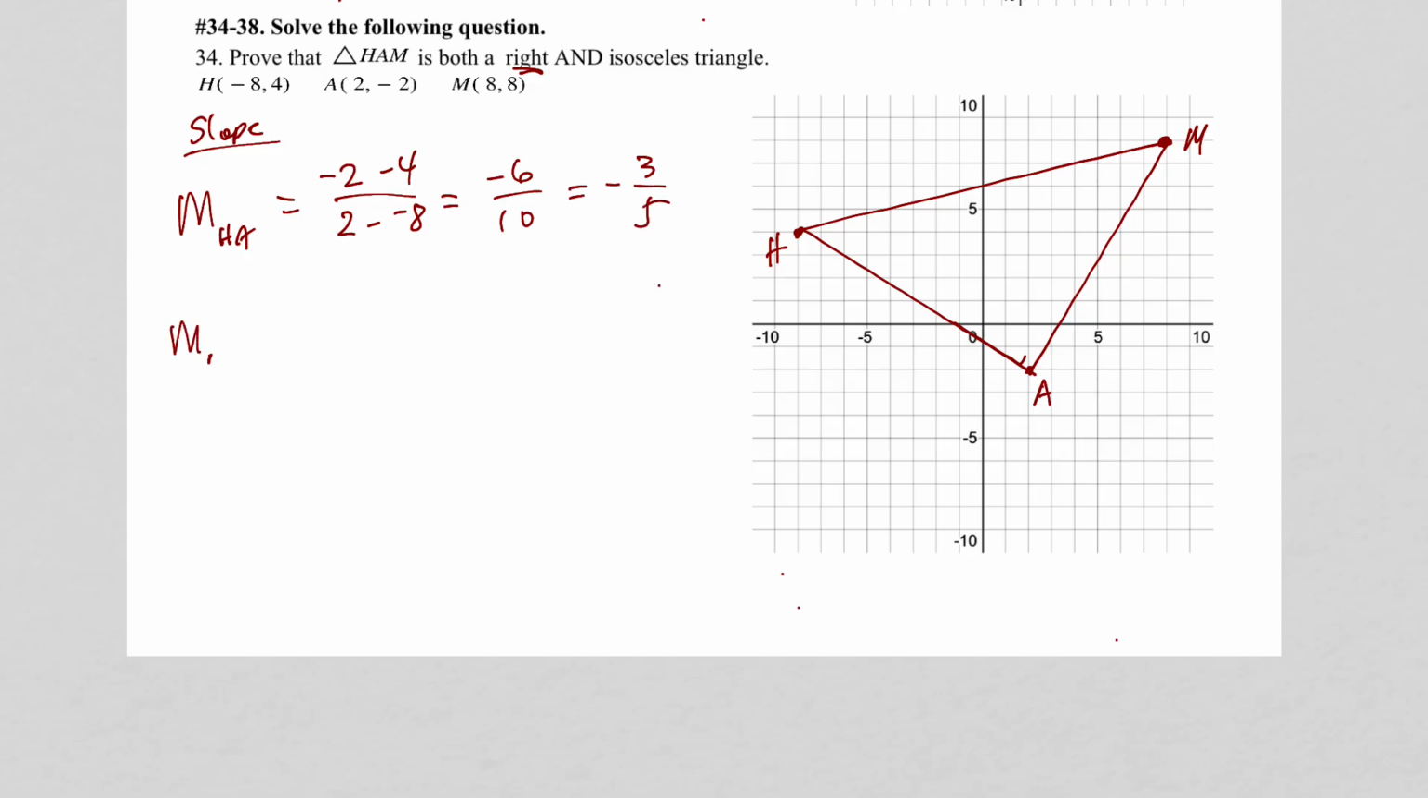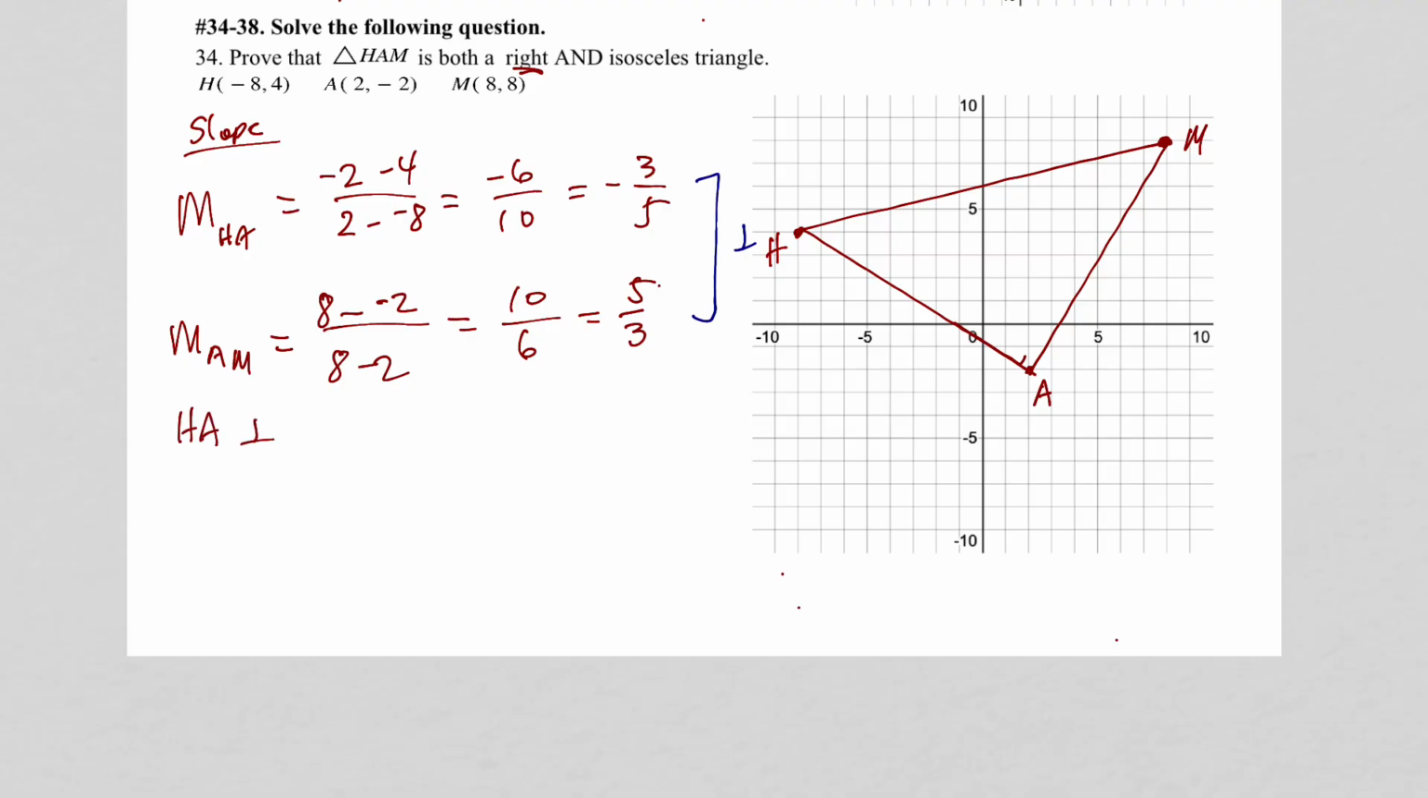The slope of this line, AM, is y2, which is 8 minus a negative 2, over 8 minus 2. 8 plus 2 is 10, over 8 minus 2 is 6, so this is a positive 5/3. These are opposite reciprocal, so that means they're perpendicular. So because HA is perpendicular to AM, therefore the triangle HAM is a right triangle.